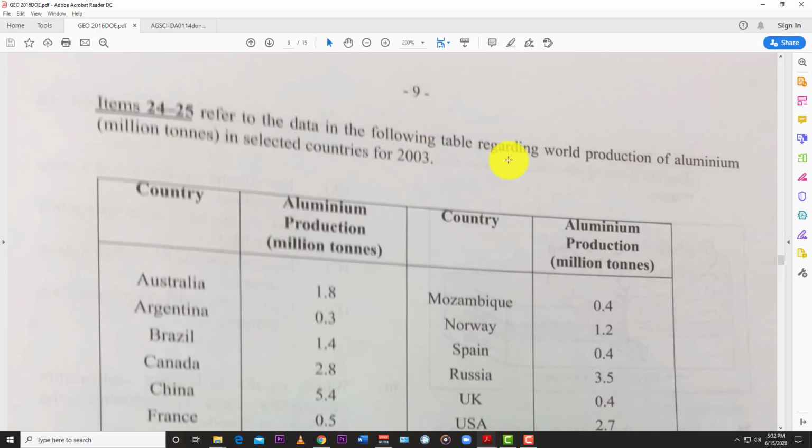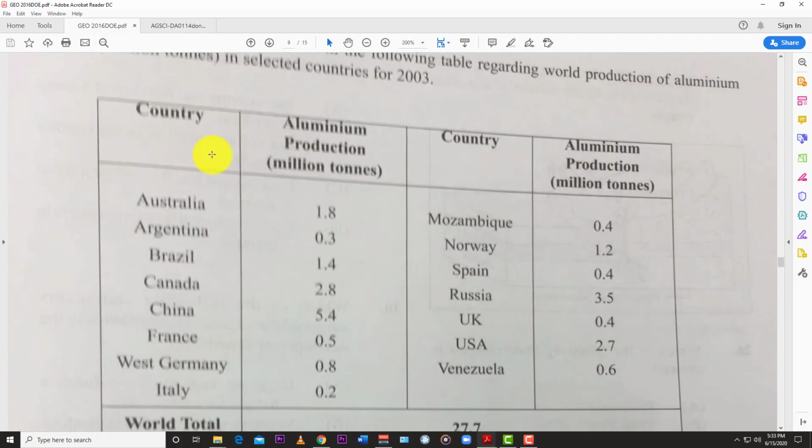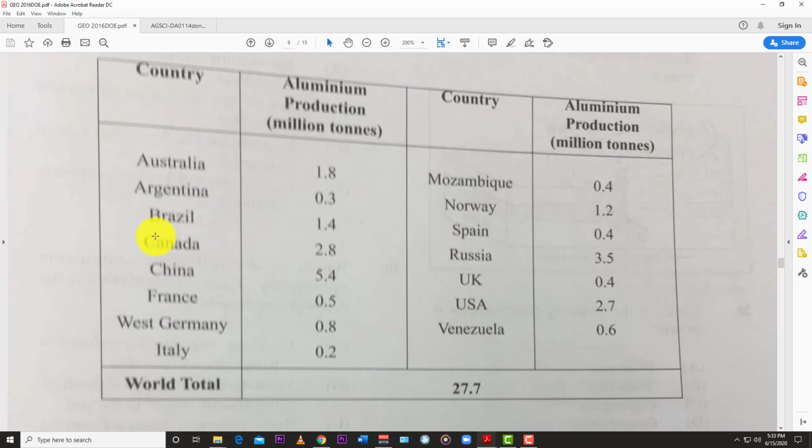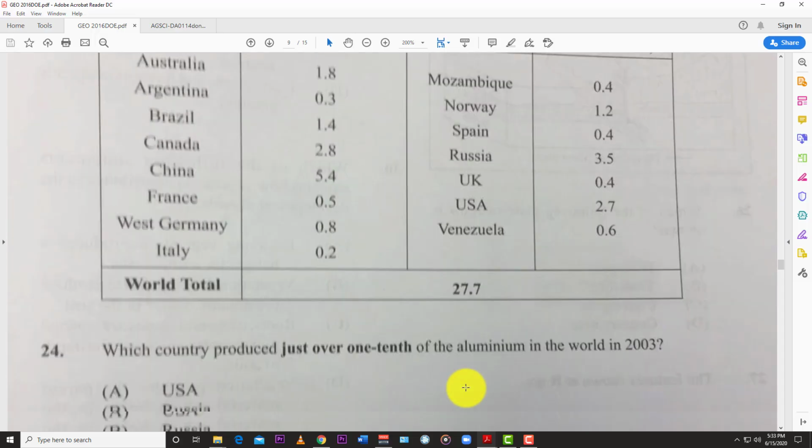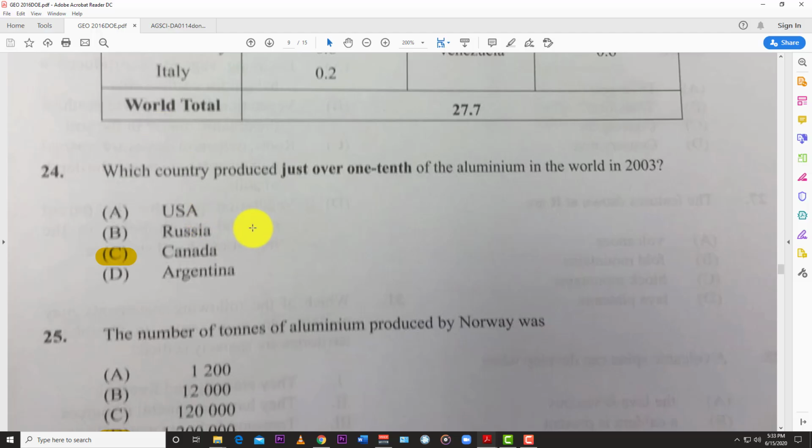The table shows data regarding world production of aluminum in million tons in selected countries for 2003. The countries right here: Australia, Argentina, Brazil, Canada, China, France, West Germany, Italy, Mozambique, Norway, Spain, Russia, the UK, USA, and Venezuela. Then you have the world total, and we have it right here: 27.7 million tons. The question asks, which country produces just over 1/10 of the aluminum in the world in 2003? And the answer is C, Canada.